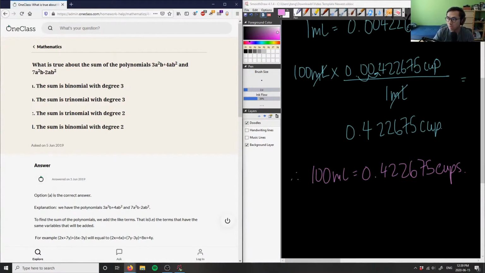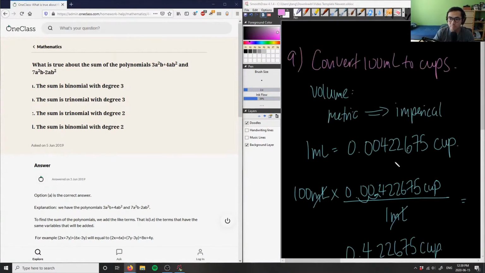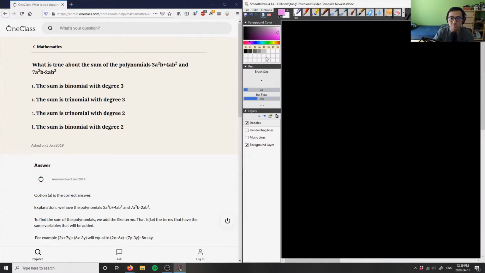And then finally, let's look at our last problem of the day. This is number 10. So number 10 is, what is true about the sum of the polynomials 3a squared b plus 4ab squared and 7a squared b minus 2ab squared.